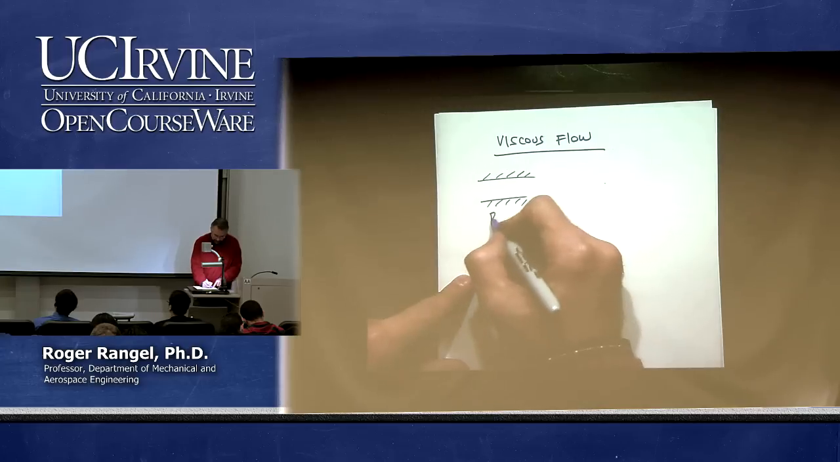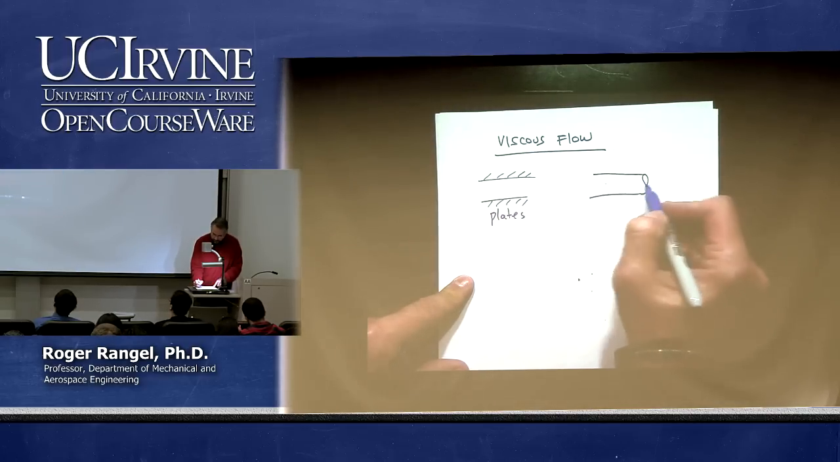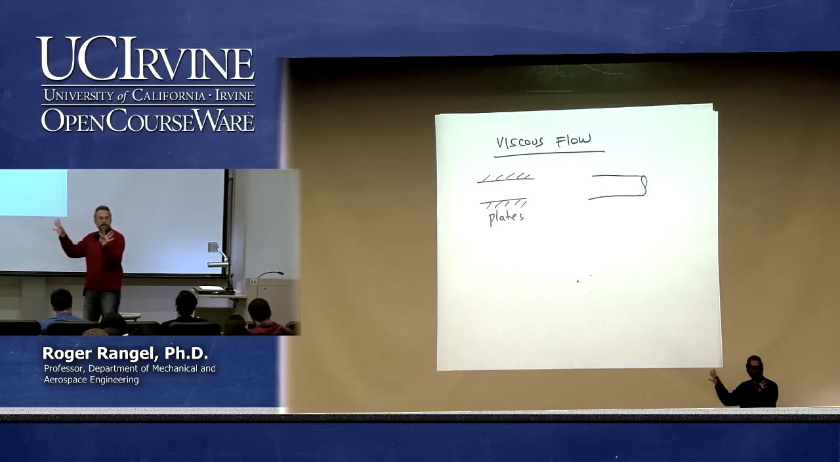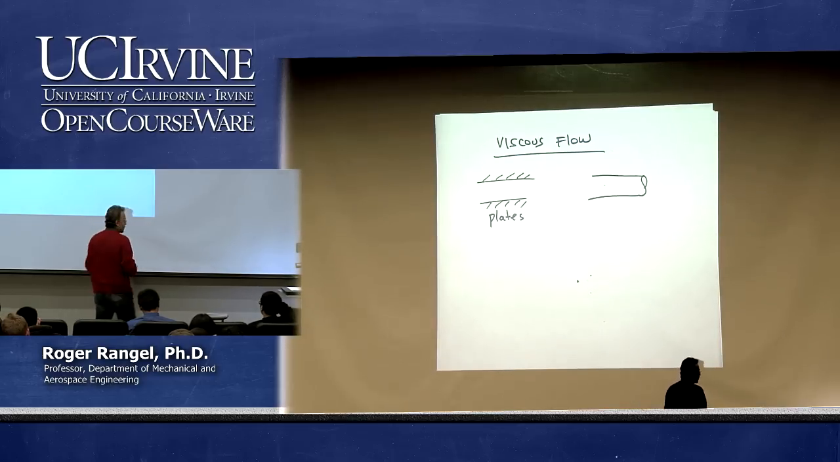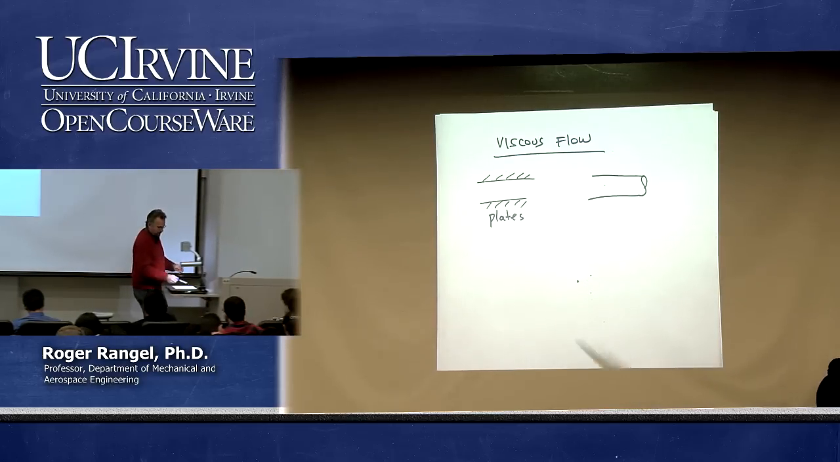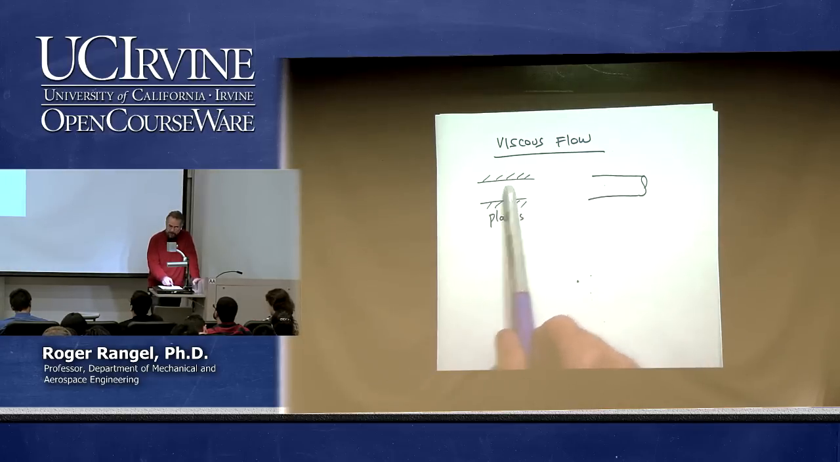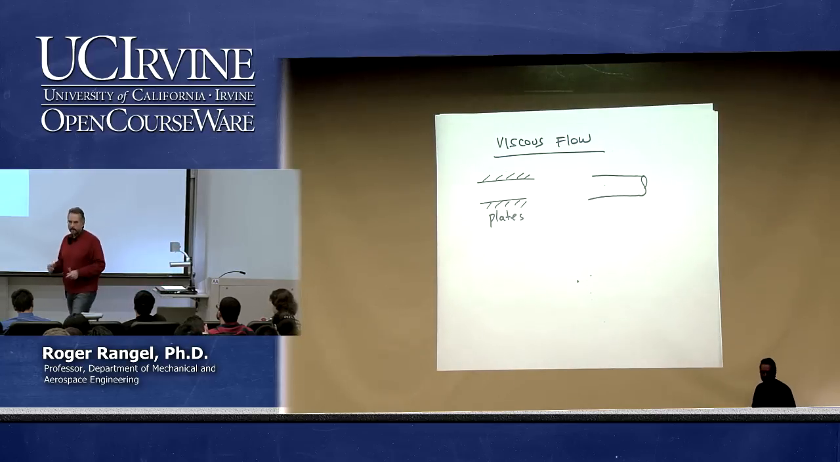These are plates, or the flow inside a pipe. Those are the only two cases. And we did it with pressure. For the plates first, we did without pressure, just one plate moving. Then we added the pressure. For the cylinder, we just had a pressure flow. This is called Poiseuille flow.